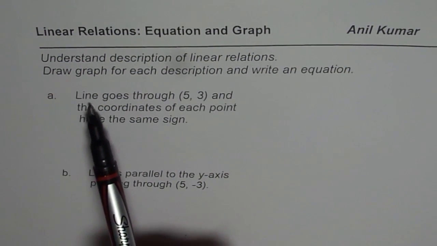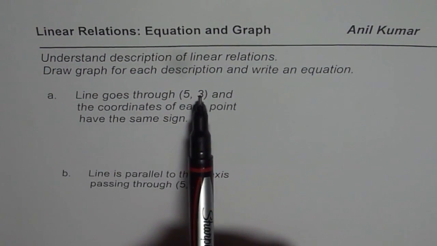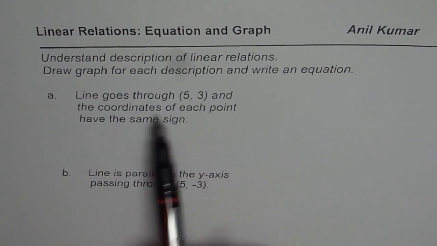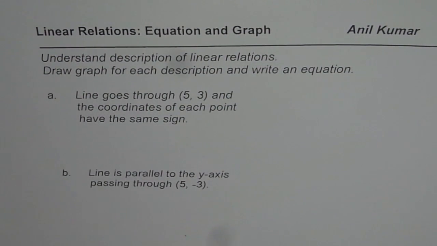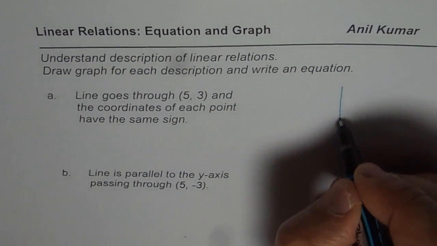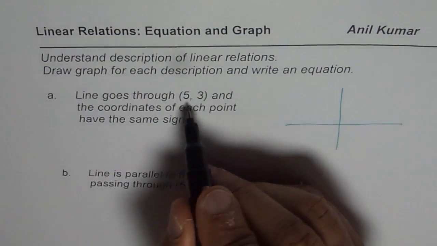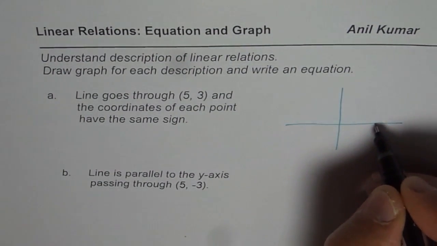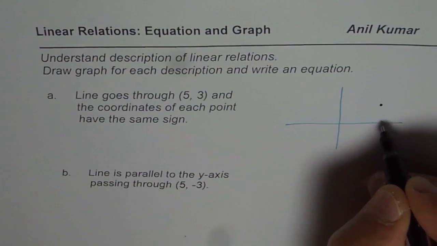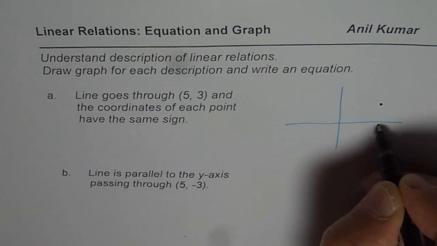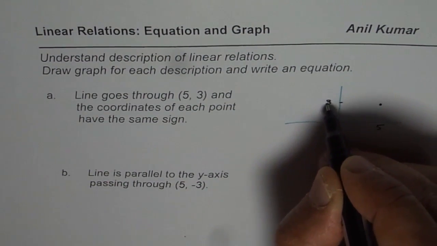It says, line goes through (5, 3) and the coordinates of each point have the same sign. Now, what does that mean? It really means that one point, which is (5, 3), lies on the line. That is to say, the x value is 5 and the y value is 3. Let us say this is the point where x value is 5 and y value is 3.